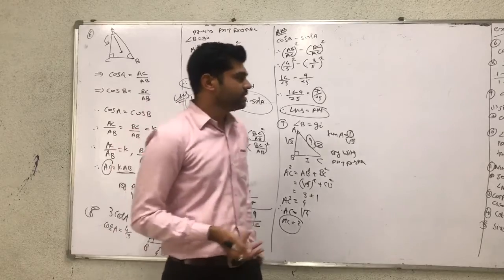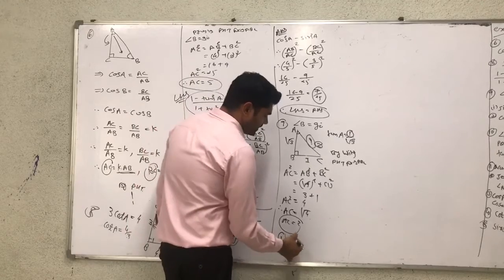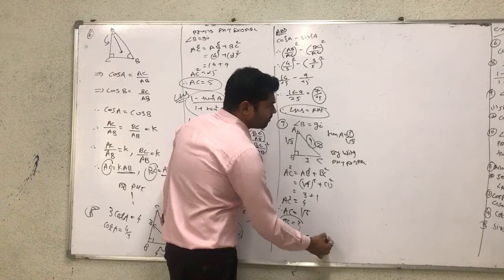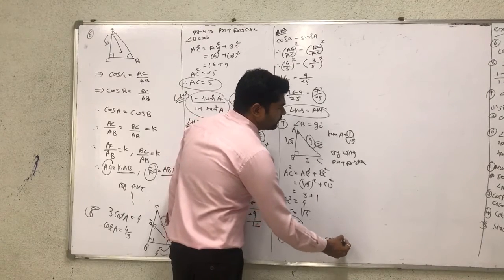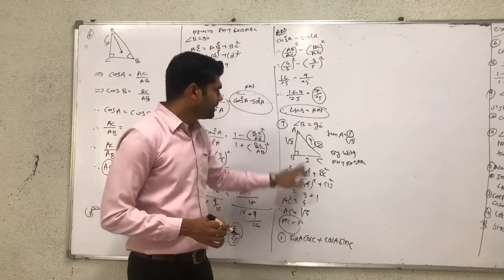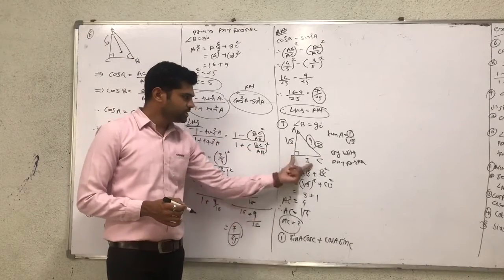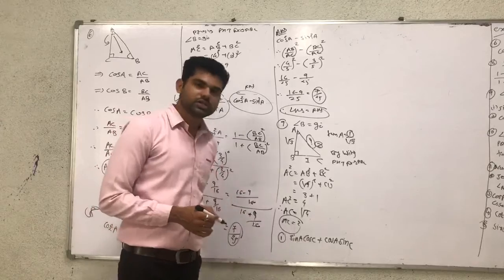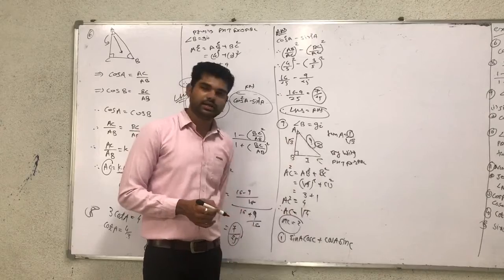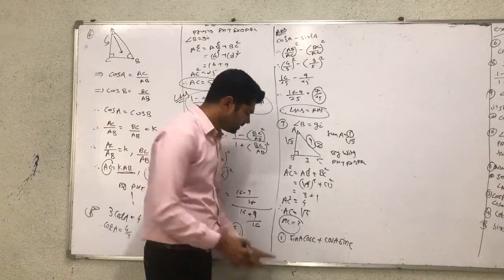After finding all sides, we have to check one by one. First, we have to check sin A into cos C plus cos A into sin C. The value of sin A means opposite side upon hypotenuse, so BC divided by AC, multiplied by cos C. Cos means adjacent side upon hypotenuse. So BC divided by AC. Put all values step by step and solve the answer.